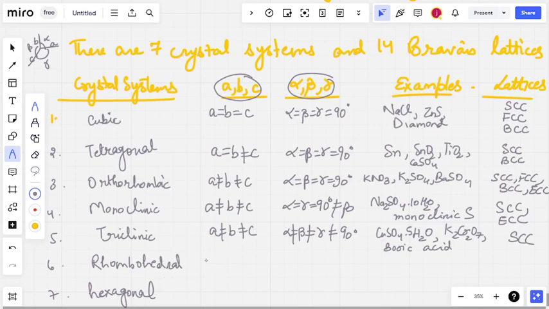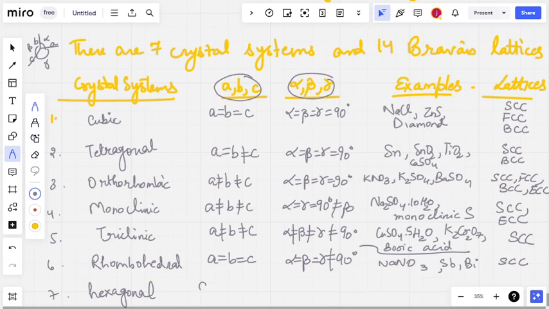Rhombohedral or trigonal, now all the sides become equal again. Alpha is equal to beta is equal to gamma. All the angles have become equal, all the sides are equal here, but all the angles are not 90 degree. The lattice here is SCC. Examples include NaNO3, antimony, bismuth.